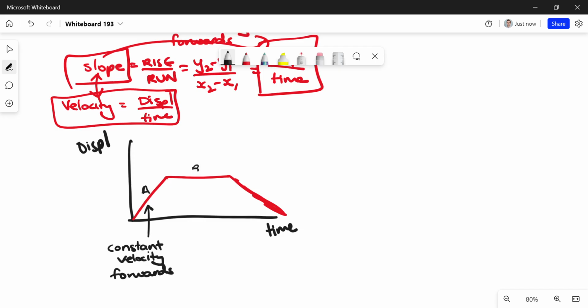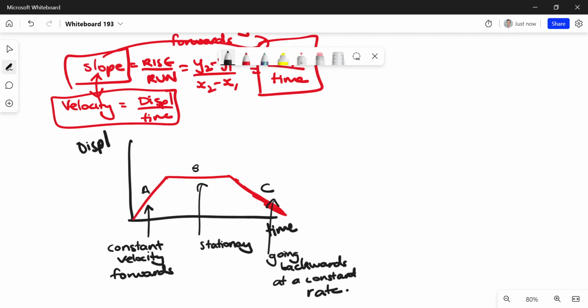If I call this section here part B, then you can see in that part that it is a stationary object, and that's because the displacement is not changing with respect to time. It's standing still. We mentioned that before. And if I call this part C, then what I'm saying here is that in this part it's going backwards. All right, and I'll explain why in a second. It's doing that at a constant rate.